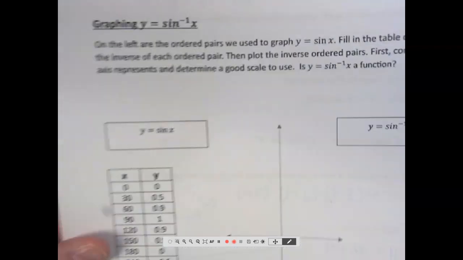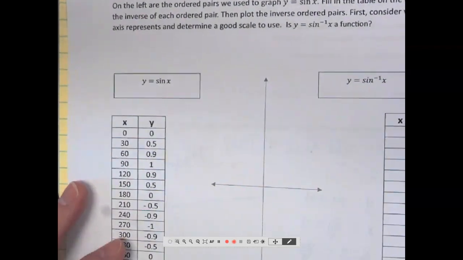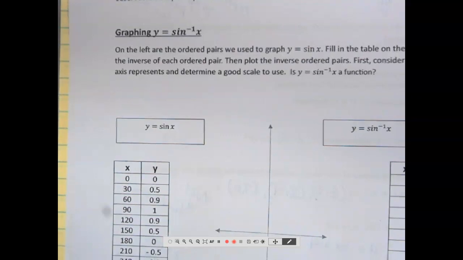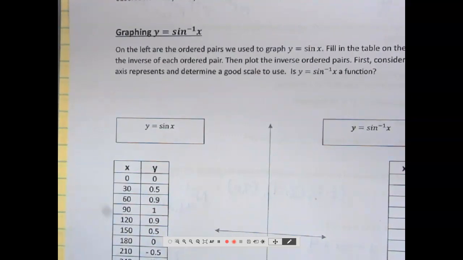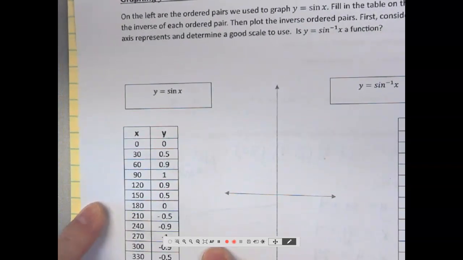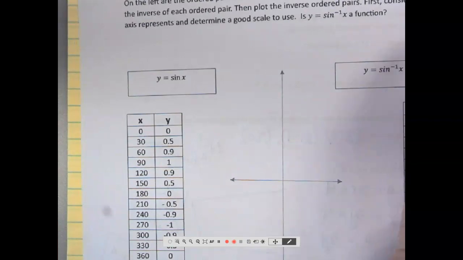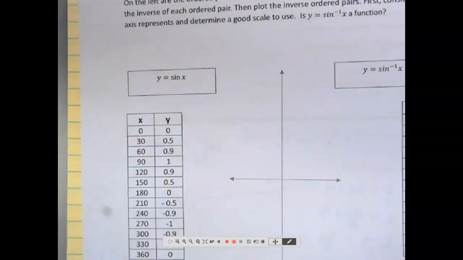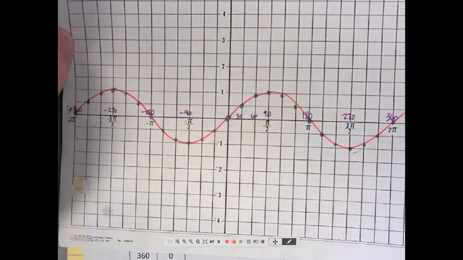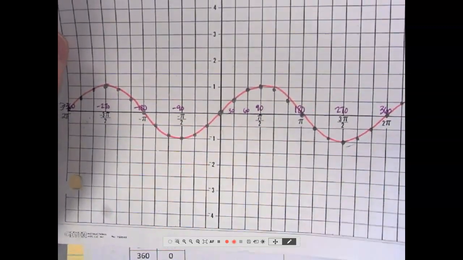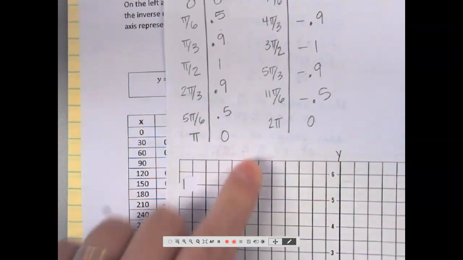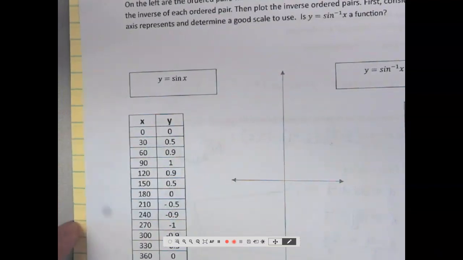Now let's move on to, we're going to graph the function of sine inverse and see what this thing ends up looking like. Okay, I have given you on the left the ordered pairs that we plotted when we were first graphing sine. So the sine graph is right here. So this is how we plotted the points. Remember, we came up with these ordered pairs at the top here, and I've just listed them here.